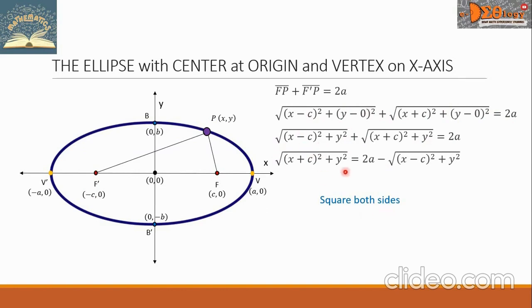For the left side, if we square, this big radical will be cancelled, so only this radicand here will come down. While on the right side, we're going to square this, and the answer will be the square of 2a, which is 4a squared. The second term here is the product of 2a and this big radical multiplied by 2. So we have now negative 4a times this big radical. And the third term is the square of this radical.